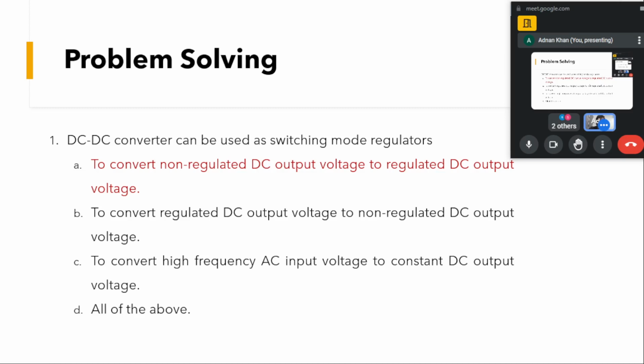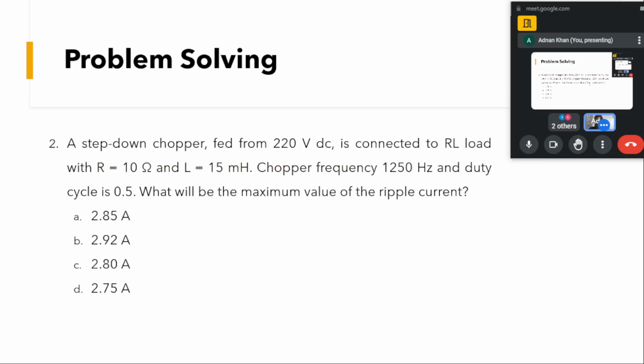So coming to the next question, we have a second question. Here we have a step down chopper, that means a buck type of chopper, fed from a 220 volt DC input, and it is connected to an RL load. The R value is 10 ohms and the inductance value is 15 millihenry.